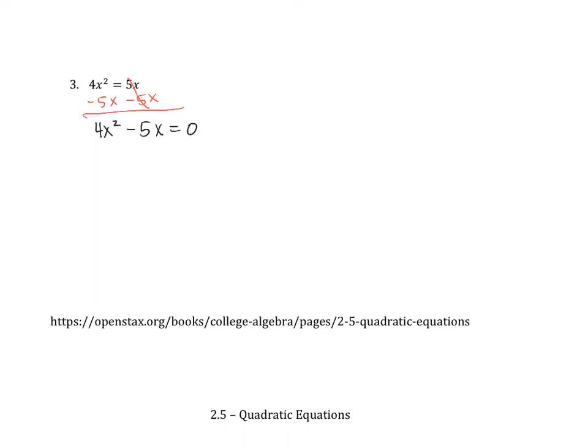We can see that both of these terms have an x in common. So I want to factor out an x. And when I do, I will have 4x minus 5 left. Okay, so now I have two factors. X by itself is a factor, so I need to set that equal to 0. Notice that I do have a variable here, right? This is x equals 0. So this is one solution.